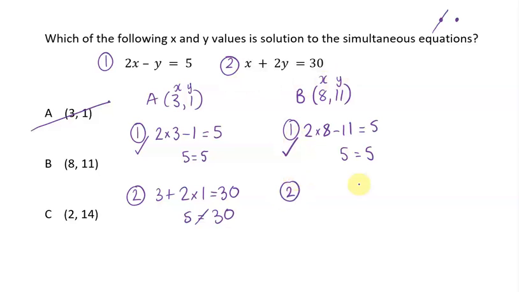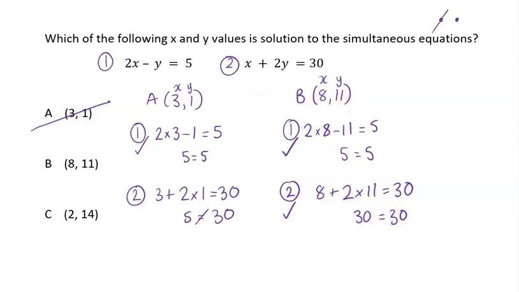The way we test that is once again by substituting in. So our x value is 8 plus 2 times the y value, y was 11, and we're checking to see if that is equal to 30. 2 times 11 is 22. 8 plus 22 gives us 30. So what this means is that our point (8, 11) is also a solution to our second equation.